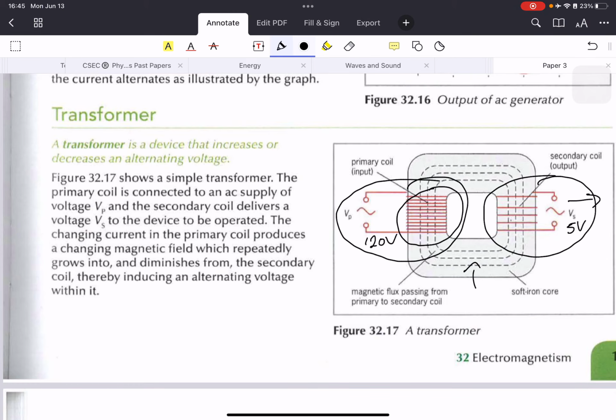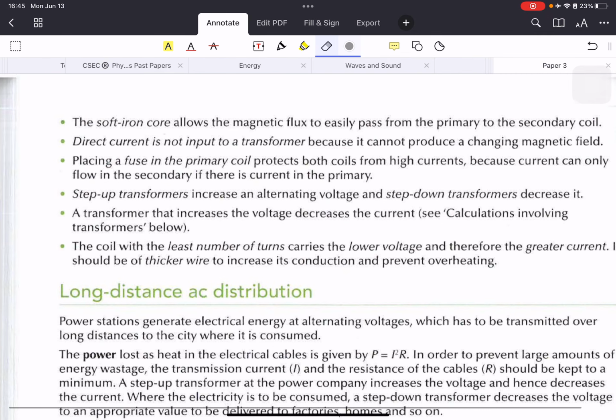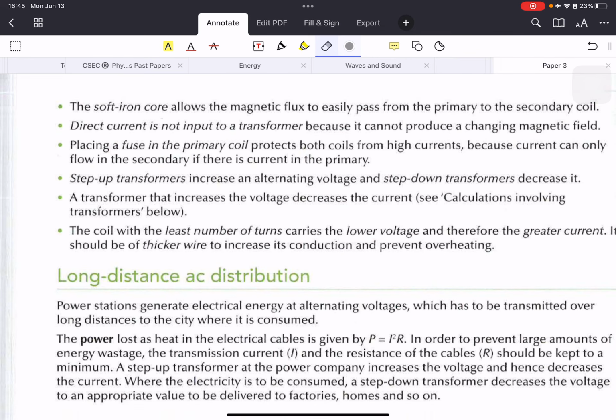So that's how transformers work, right? They simply adjust the voltage, right? No big deal there. It works with alternating current, not direct current, but these things are probably not important for your paper 3, right? What is important here is that they are step-up transformers. Step-up transformers means that they increase the voltage on the output, right? So if, for example, 120 volts might become 240 on output.